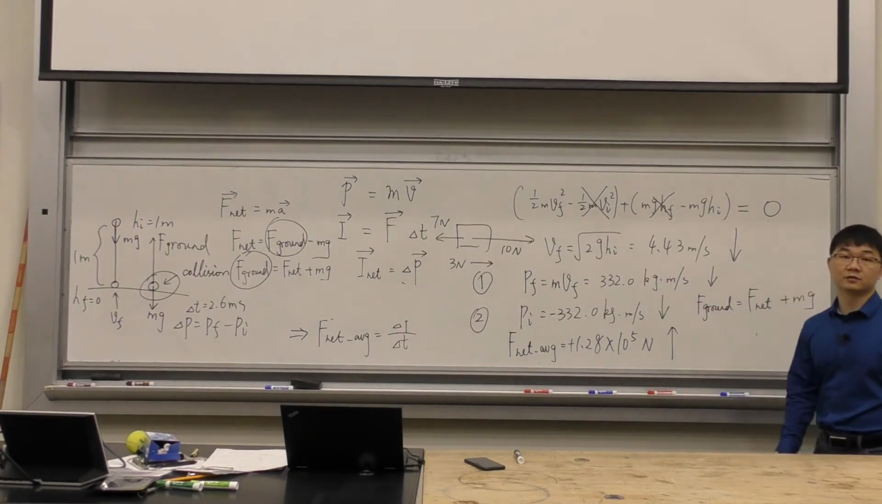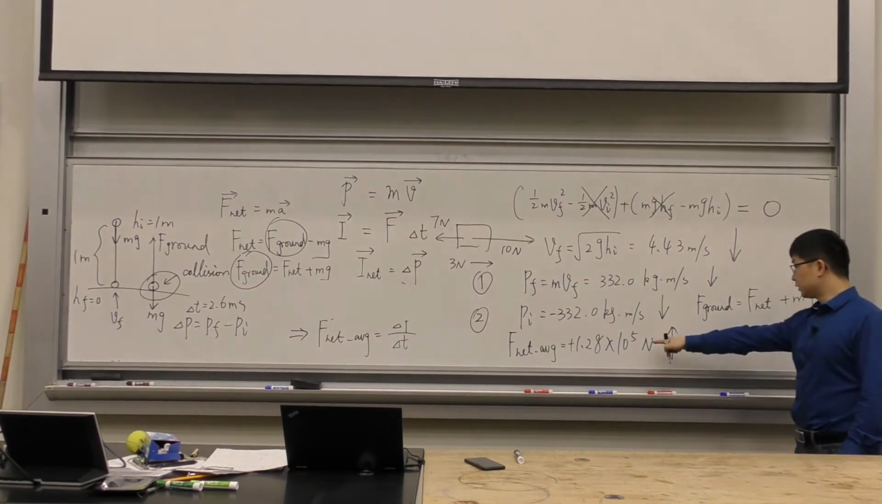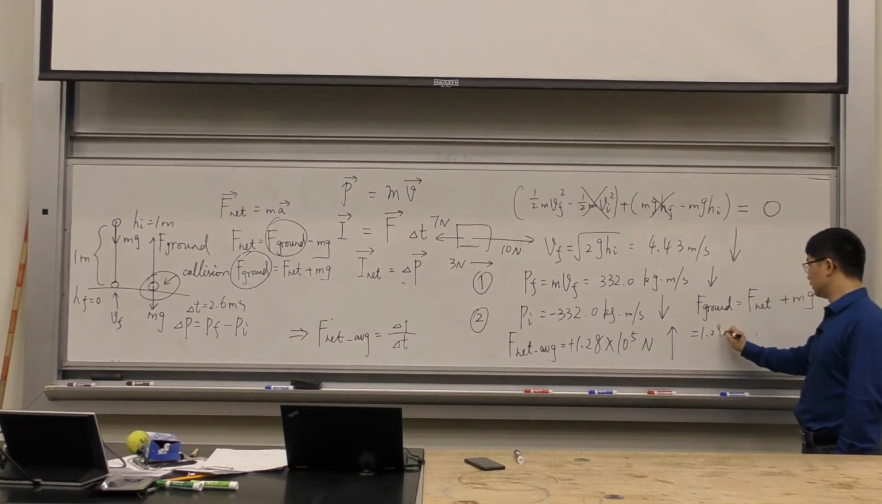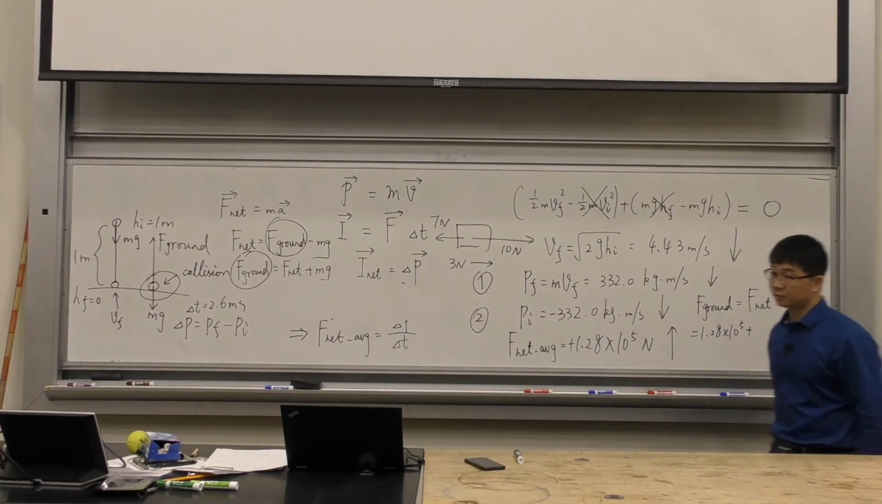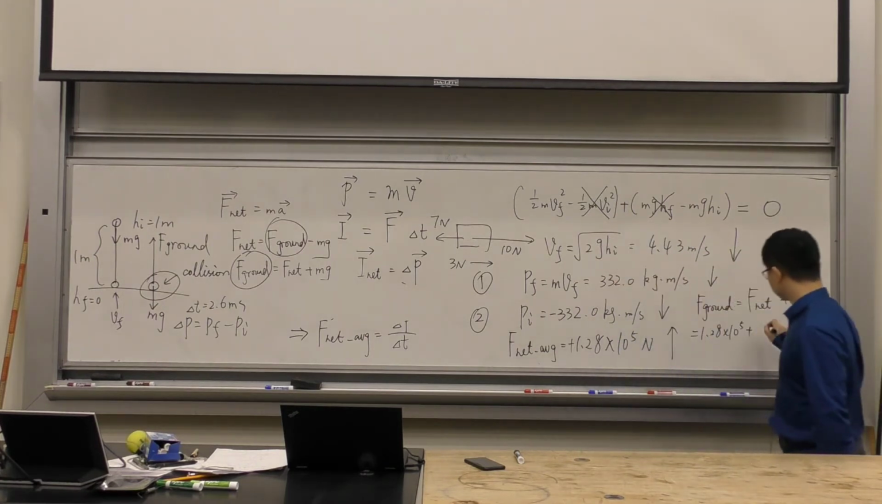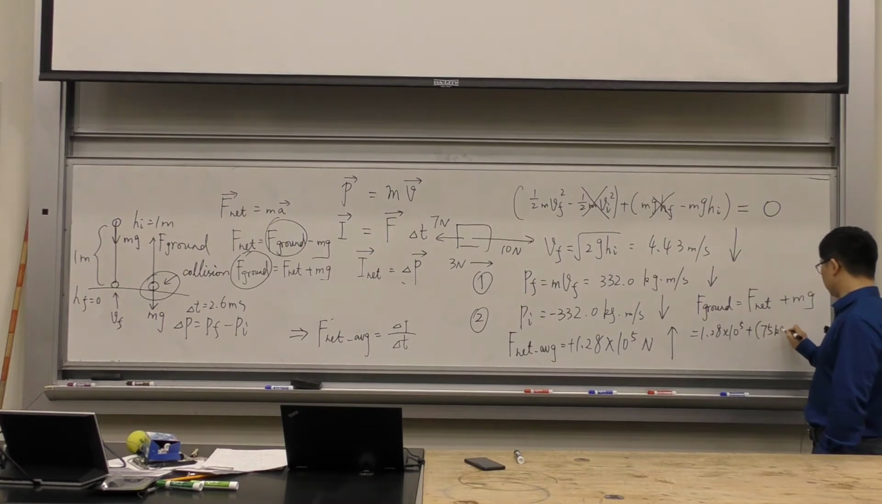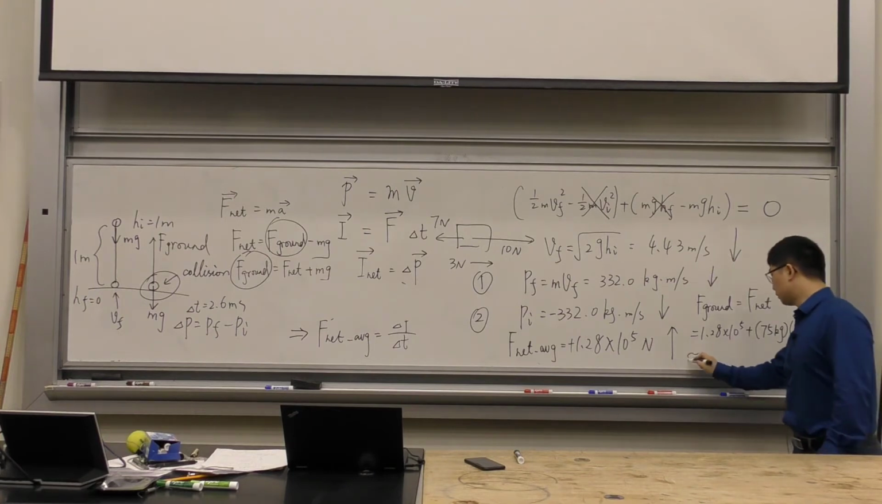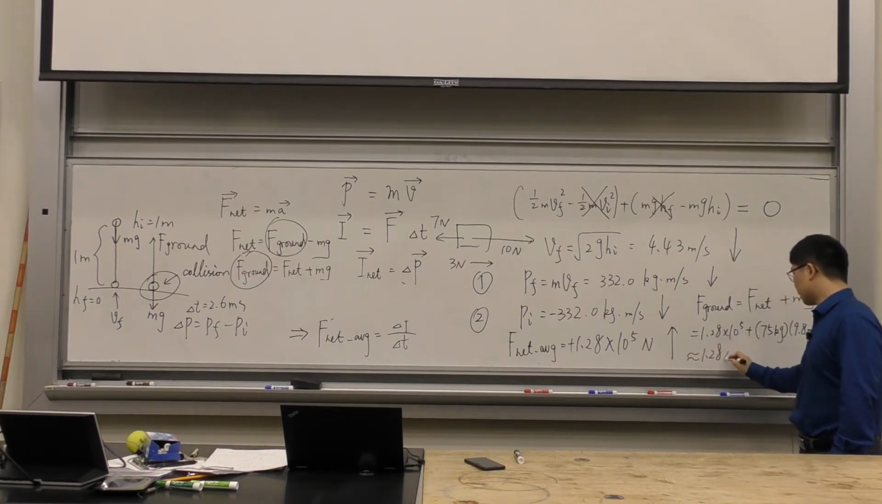You're solving for a net force. You will do this number plus mg. Right? What is the mass of this person? 75 kilograms. What is little g? 9.8. You add them together, you will still almost get 1.28 times 10 to the fifth.